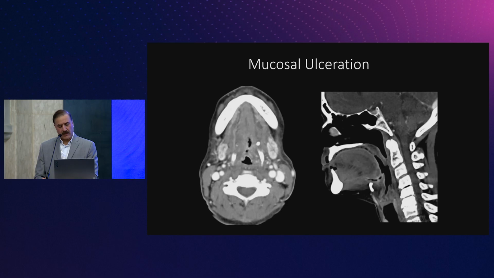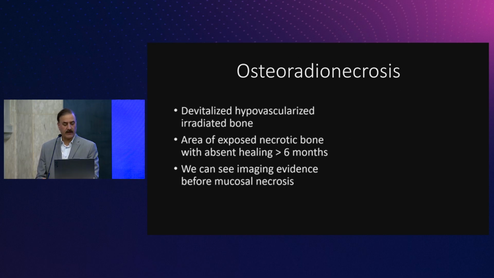This is not a nasopharyngeal carcinoma, this is actually a base of tongue cancer, but you can see again that there is this mucosal ulceration that is extending along the base of the tongue more anteriorly into the oral tongue also. So that's mucosal ulceration as a complication of radiation therapy.